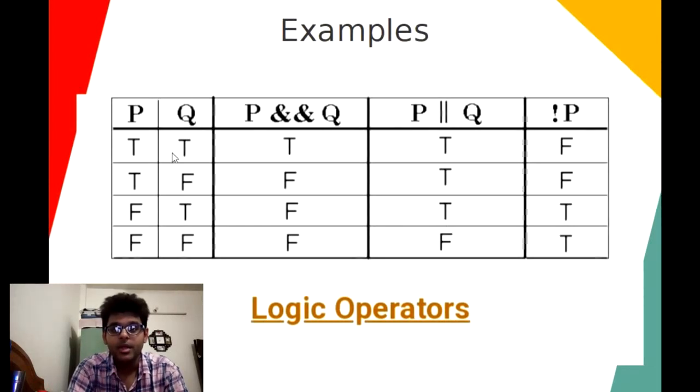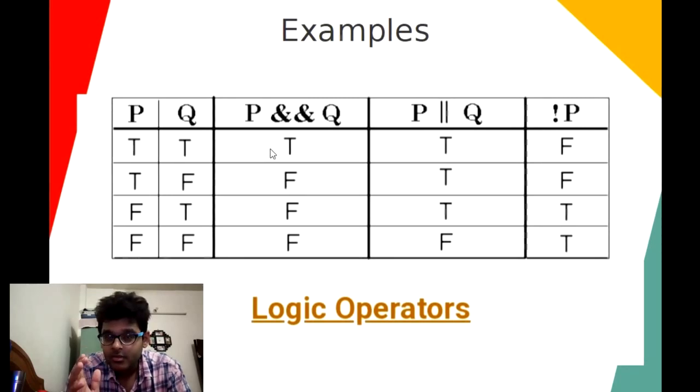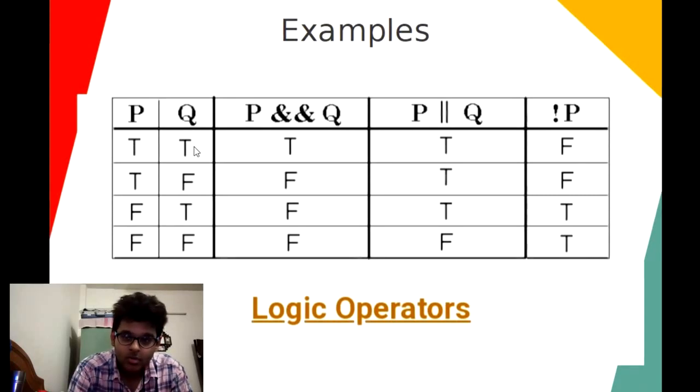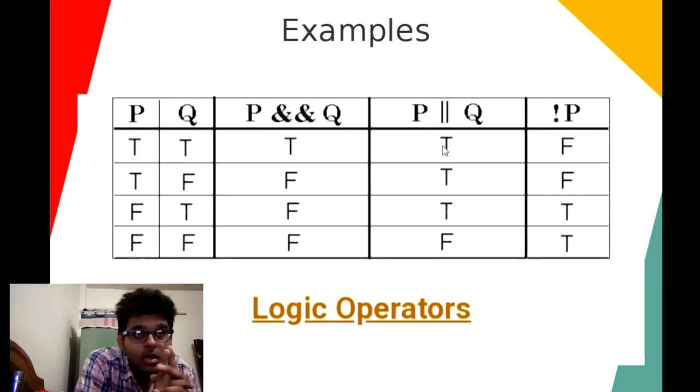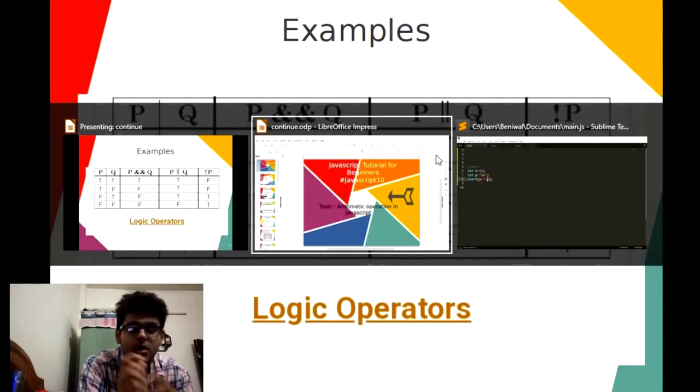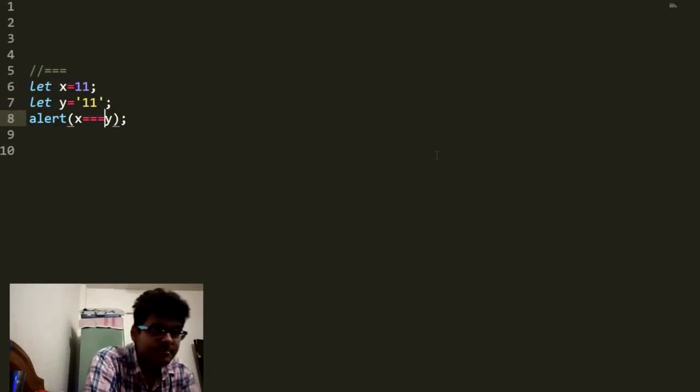That means if either p or q is true, we get true for the union. For the intersection, p and q must both be true; only then do we get true using the AND operator. And for the OR operator, if any one of these conditions is true, we get true. So now let's start coding.